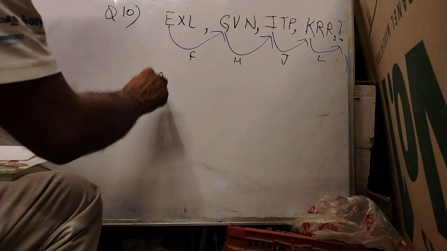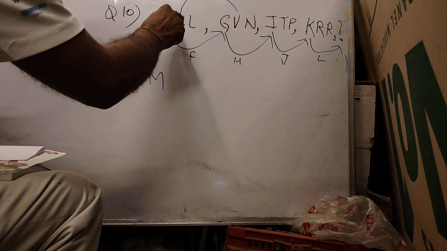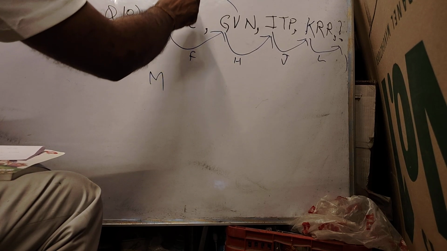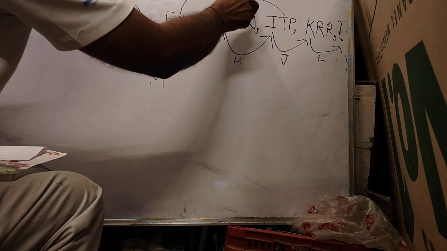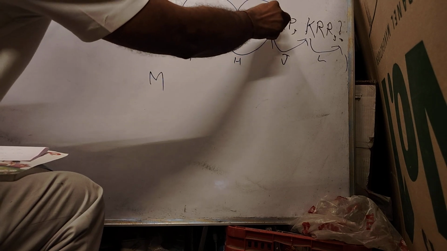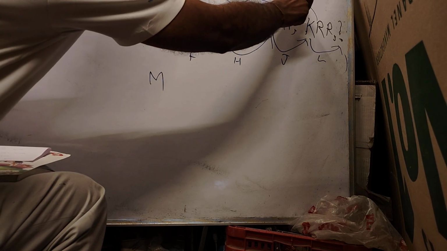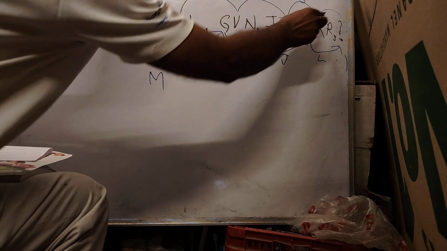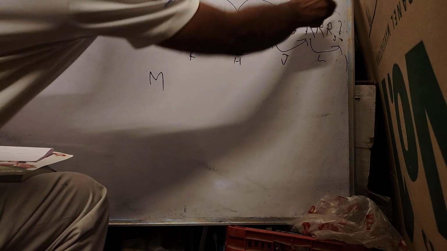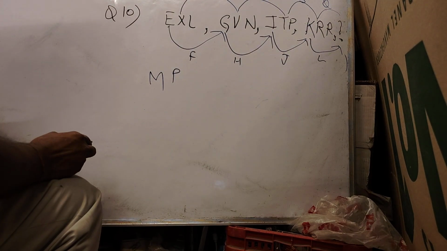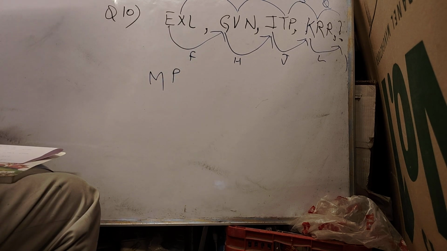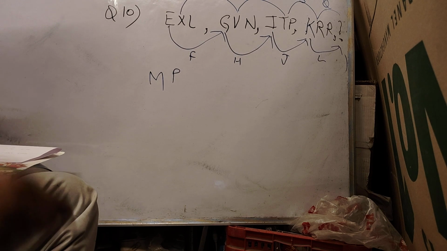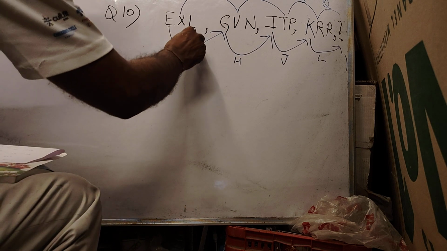Next letter is reverse. So Z, Y, X. W, V. So W is missing, V. Then U is missing, then T. Then S is missing, R. Next is Q is missing, then P. So P will come. It's M, P, T.